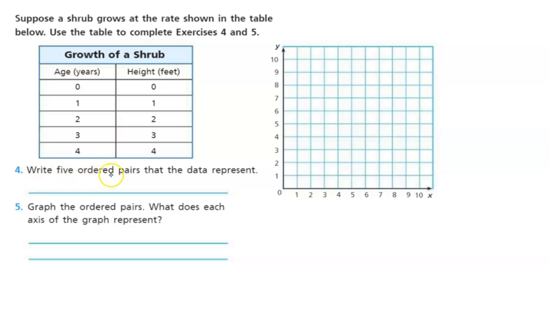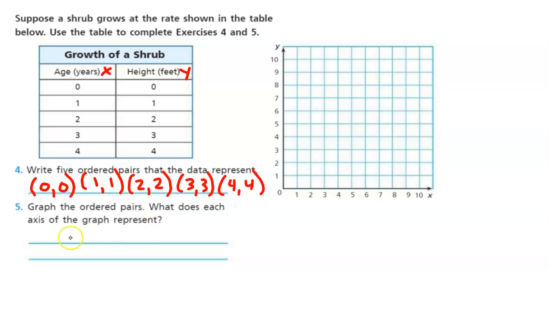It says, write the 5 ordered pairs that the data represent. Think of this as your X. Think of this as your Y. So our coordinates would be 0, 0. That one looks like a person. And then we have 1, 1, 2, 2, 3, 3, and then 4, 4. Okay, and then it wants you to graph the ordered pairs and say what each axis of the graph represents. We'll do that part second. So first let's graph those.